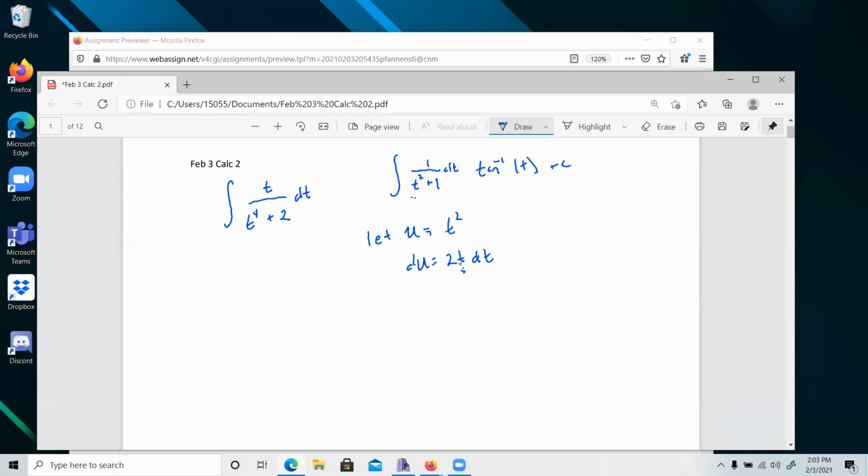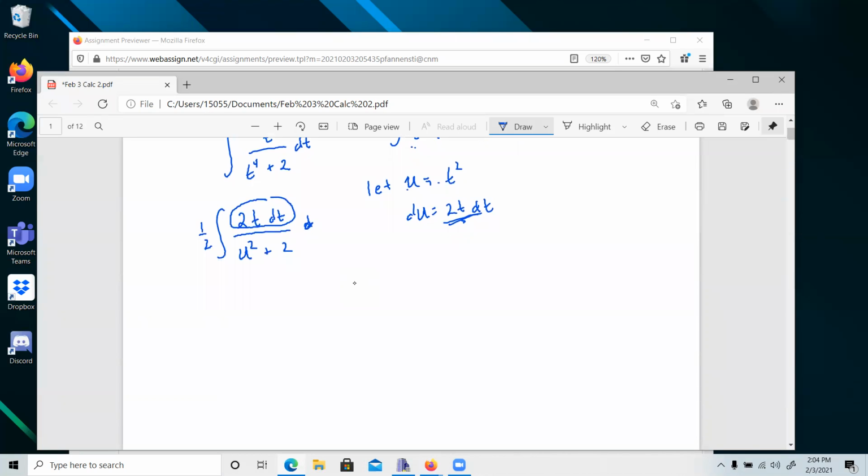Okay, so what we're going to do is a 1/2 times the integral of 2, because 1/2 times 2 is 1. Then we have our t and dt, and then we have u squared plus 2 in the denominator. So this piece here, 2t dt, that was my du, all right? So let's see what we have. We have 1/2 times the integral of du over u squared plus 2, and that's pretty good, right?